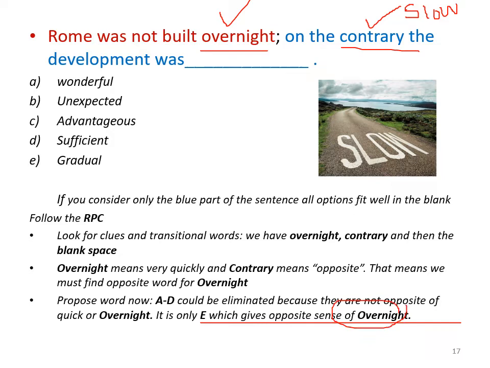And what was the meaning of overnight here? Fast. Okay, I mean this is for our own information or practice or conception. So overnight was fast, and the opposite of overnight is slow, and there's only one word which fits this definition, that is gradual. Now read the sentence. Rome was not built overnight. On the contrary, the development was gradual, means slowly, gradually, stage-wise. Okay, so you understand this is RPC. This will definitely help you, and it is a very, very useful skill.